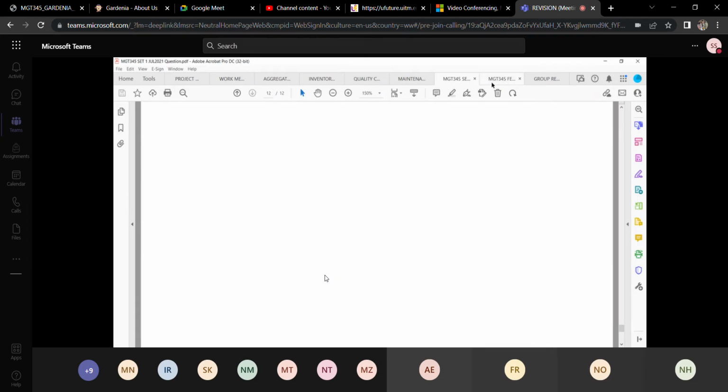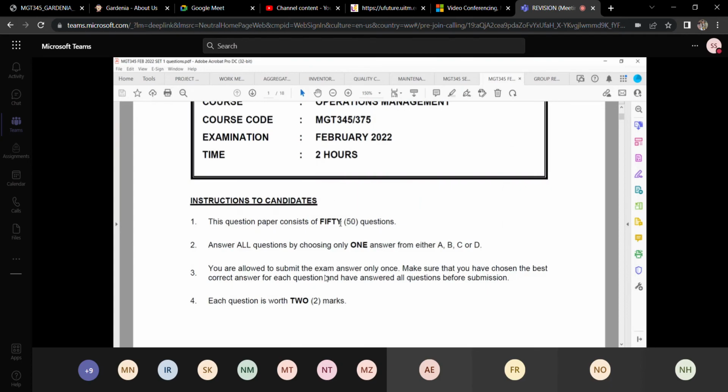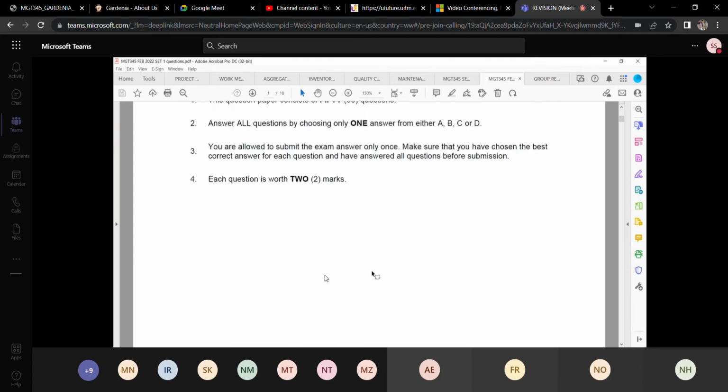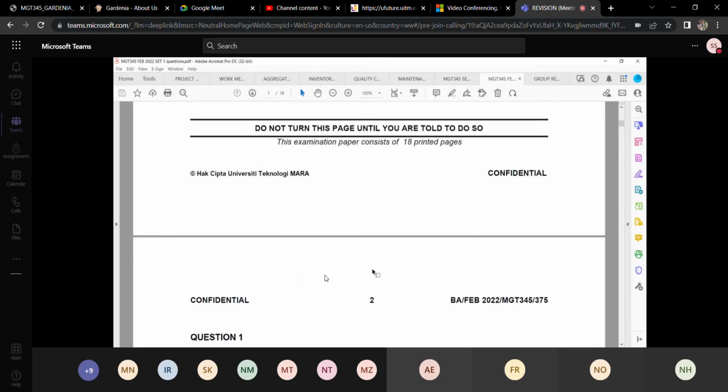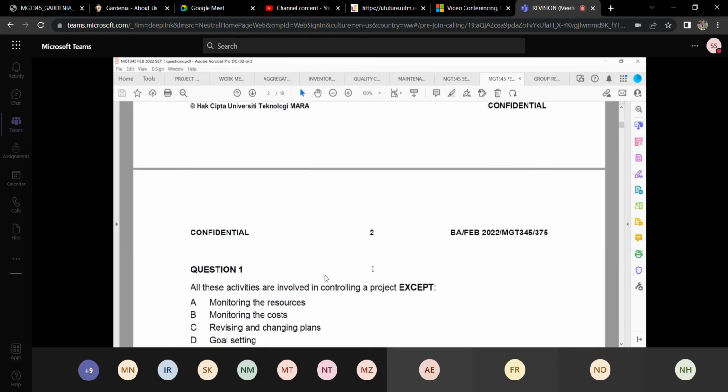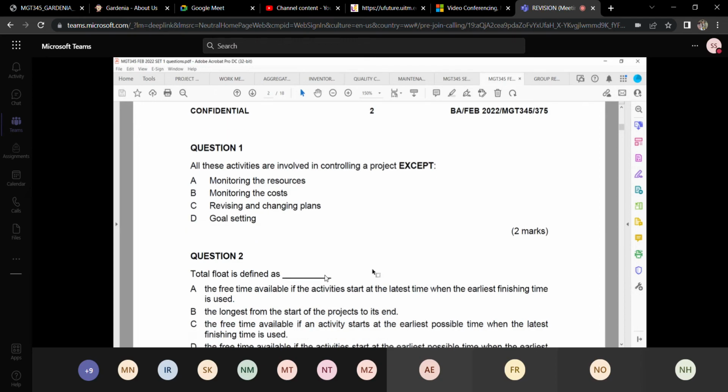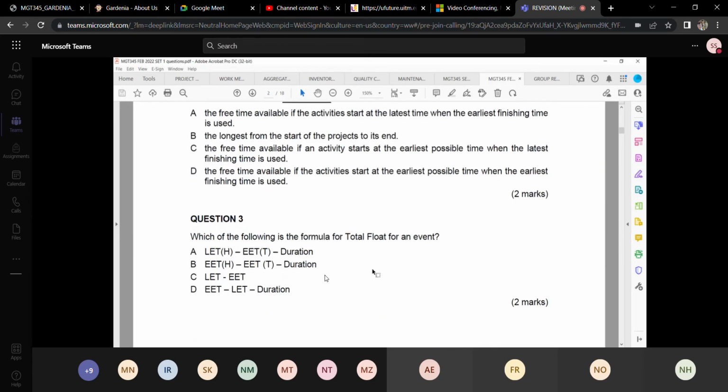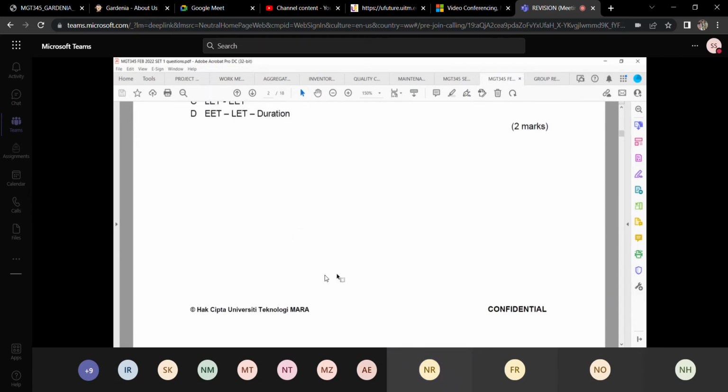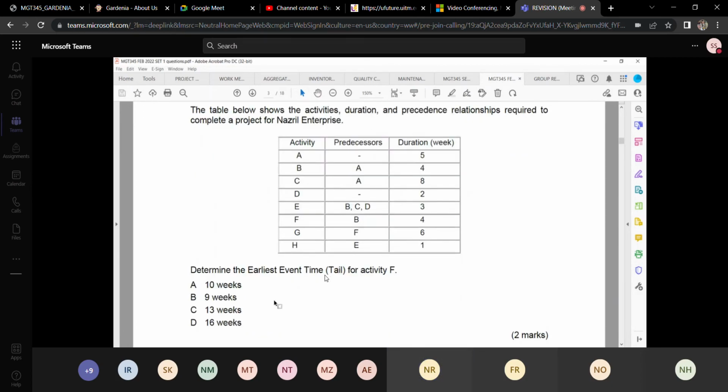And this one is last semester. 50 questions within 2 hours. Each question consists of 2 marks. Okay, definitions for the total float. What is the formula for total float for an event? This one they ask you to find the EET tail for activity F. Lebih kurang kan?